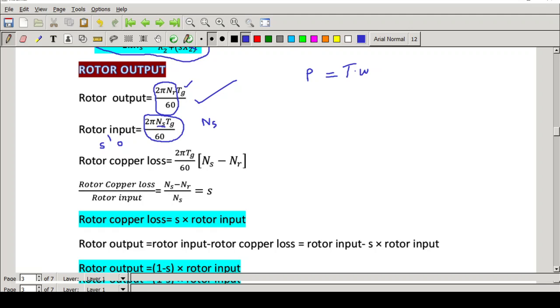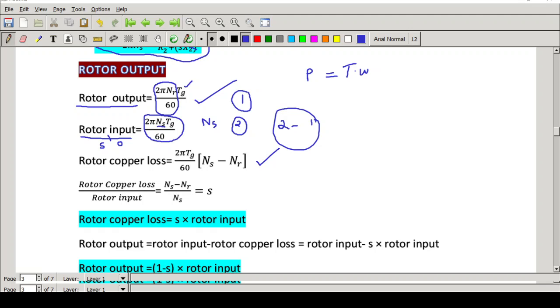Now let's find the rotor copper loss. What will be the copper loss? It will be input minus output, so I have to subtract rotor output from rotor input. So if this is equation number 1 and this is equation number 2, then I will subtract which minus which? 2 minus 1. Then I will get this relation.